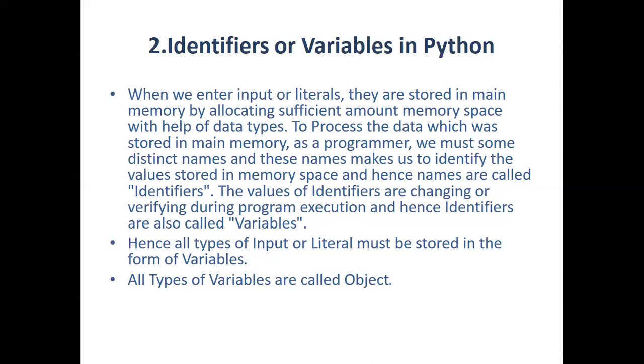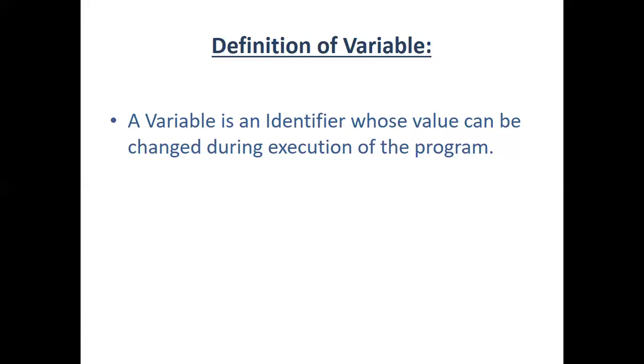Please remember this, that identifiers are also called variables. All types of inputs or literals must be stored in the form of variables, and all types of variables are called objects. As we all know, everything is stored in the form of objects. Now, what is a variable? A variable is an identifier whose value can be changed during the execution of the program.